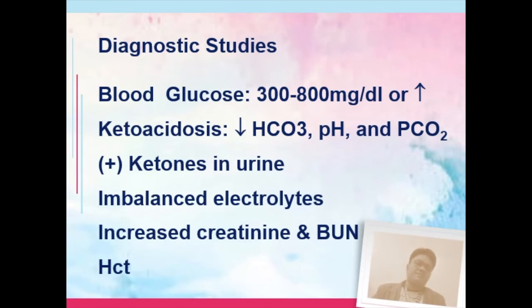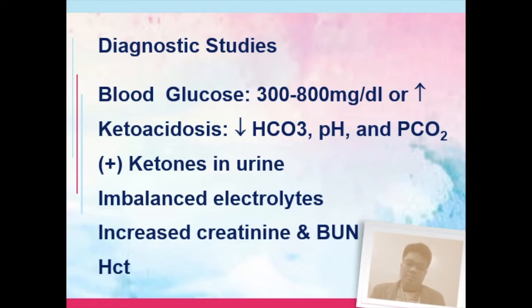Then, diagnostic studies. Look at the range of the blood glucose. For your DKA, your blood glucose will be at 300 to 800 milligrams per dL, or it's even increased. In ketoacidosis, you would notice the bicarbonate to be decreased. The pH would also be decreased.